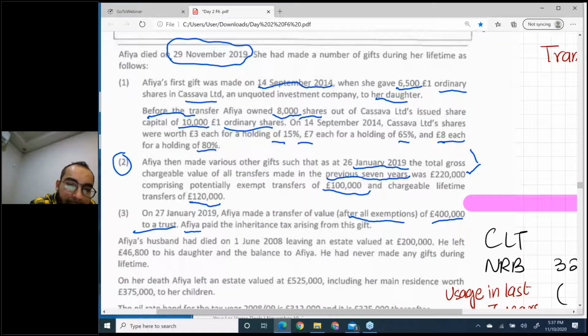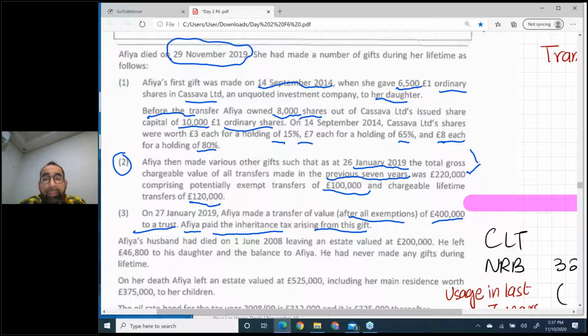AFIA means donor. The inheritance tax arising from this gift, that means lifetime IHT on the CLT for this event, will be paid by the donor. What will be the consequences? Number one, first of all, you have to use the tax rate of 25%, and second, you have to do grossing up.